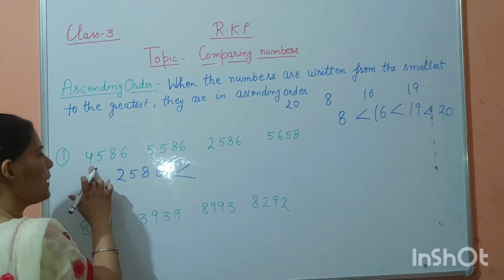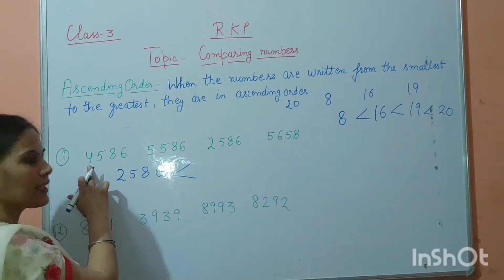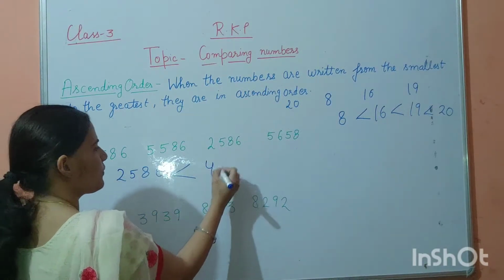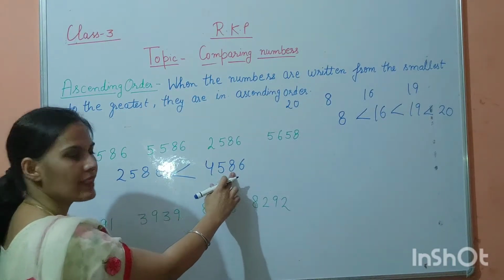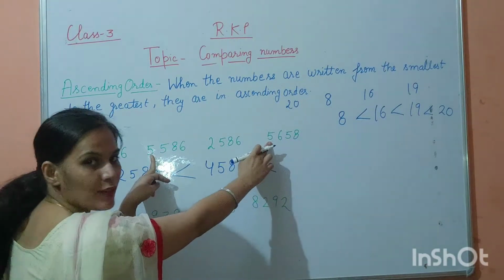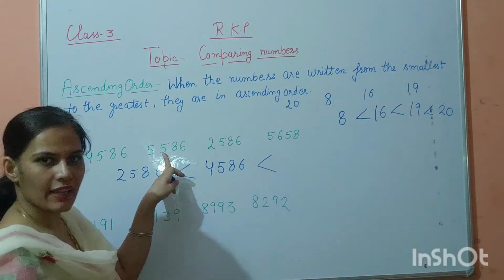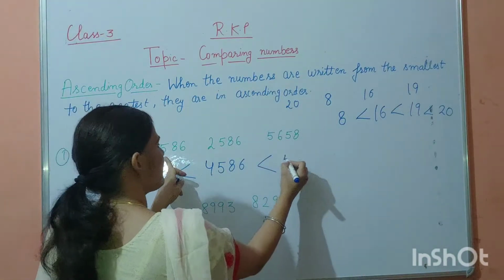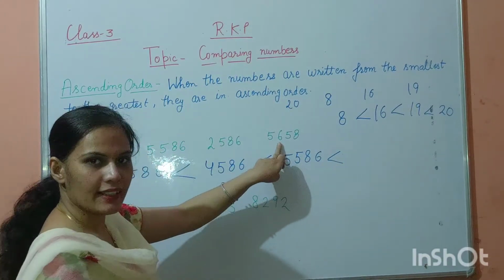Now again go to the thousand place, because thousand places are not same. 4 is less than 5, so the second number will be 4586. Again less than sign. Now compare these two numbers. Thousand places are same. Then go to the hundred place. At hundred place 5 and there is 6. Which number is smaller? This. Then this, 5586.